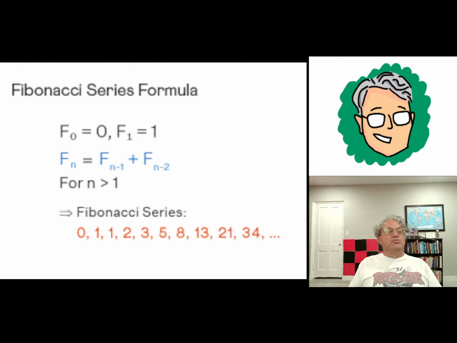So we start with 0 and 1. So f0 is 0, f1 is 1, f2, that's the third number of the sequence. So that's 1 plus 0, that's 1. 2 is 1 plus 1. 3 is 2 plus 1. 5 is 3 plus 2, and so on. I think you see how that works.